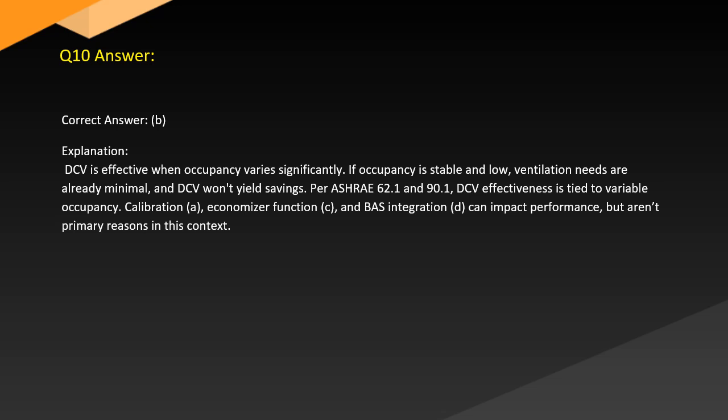Answer. Correct answer: B. Explanation. DCV is effective when occupancy varies significantly. If occupancy is stable and low, ventilation needs are already minimal, and DCV won't yield savings, per ASHRAE 62.1 and 90.1. DCV effectiveness is tied to variable occupancy. Calibration (A), economizer function (C), and BAS integration (D) can impact performance but aren't primary reasons in this context.